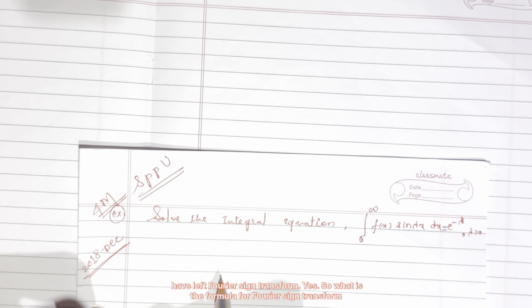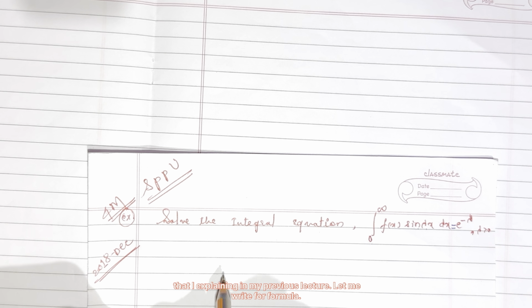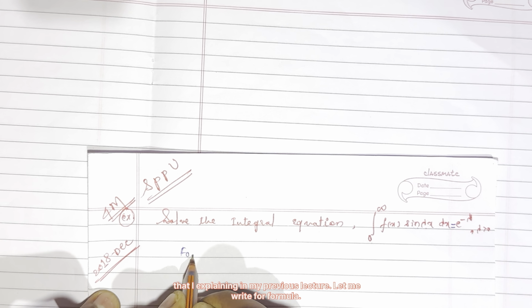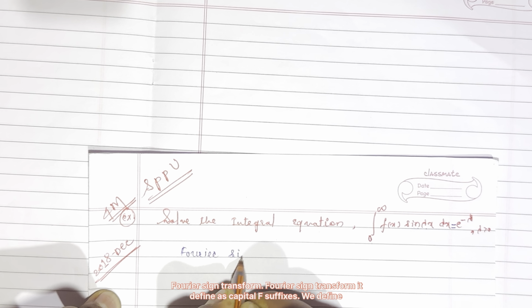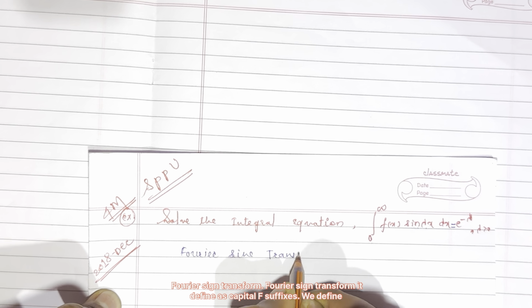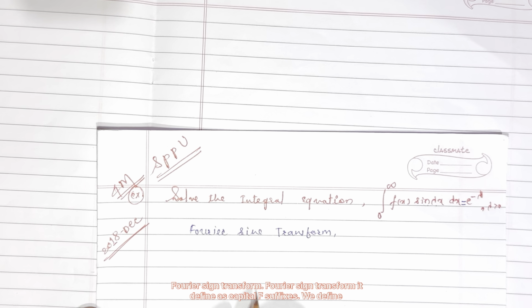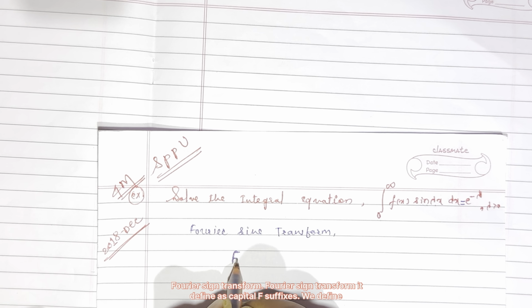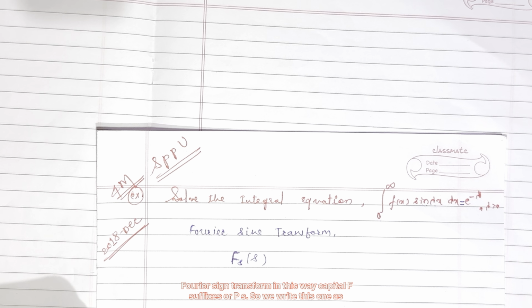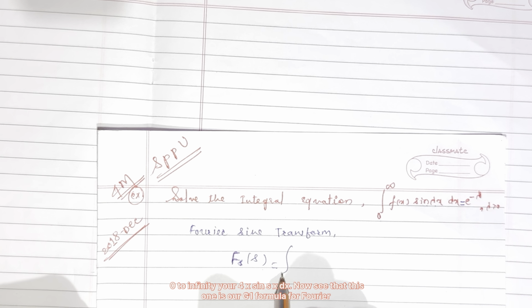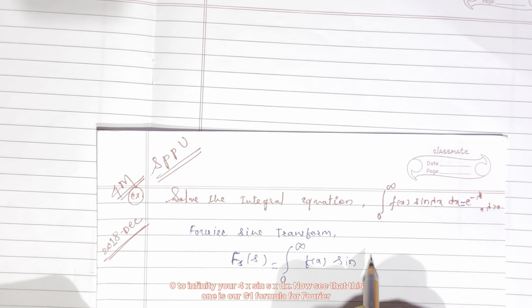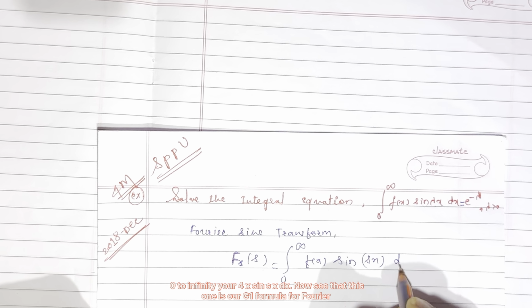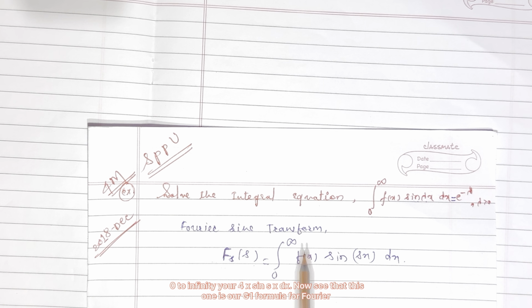So what is the formula for the Fourier sine transform that I explained in my previous lecture? Let me write the formula. The Fourier sine transform is defined as capital F suffix s of s, which is the integral from 0 to infinity of f of x sine sx dx. This is our given formula for the Fourier sine transform.